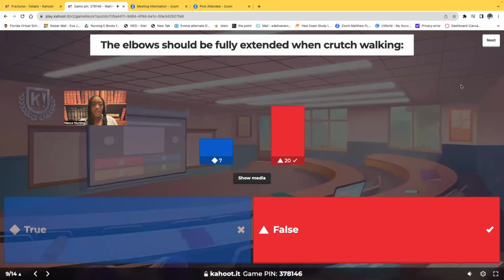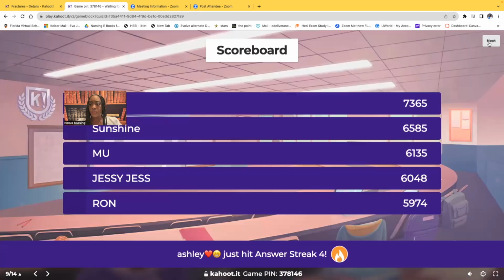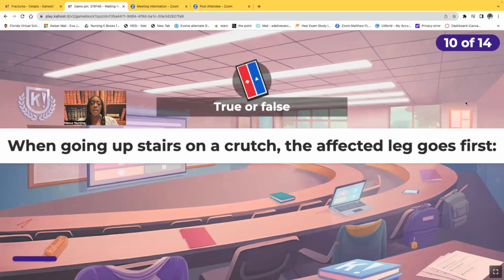False. Very good. If you try to crutch walk with your arms fully extended, you're going to topple over, okay? It needs to be slightly flexed. You want it slightly flexed around 20 to 30 degrees, but not fully extended.